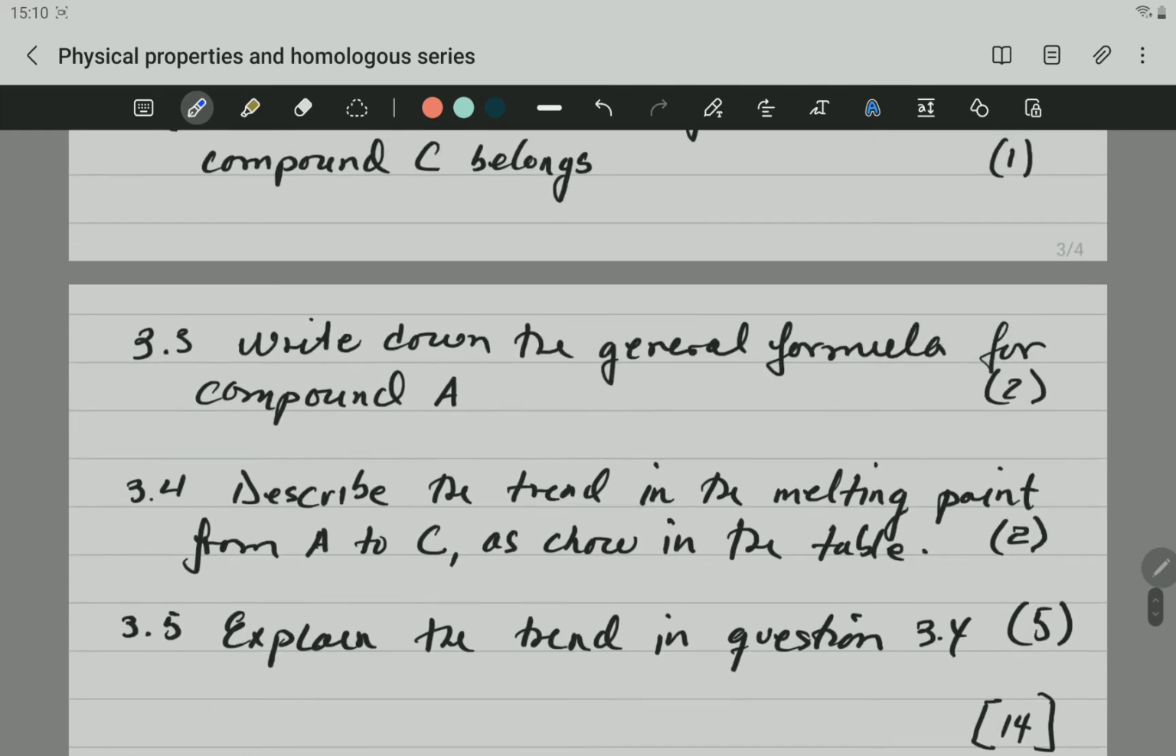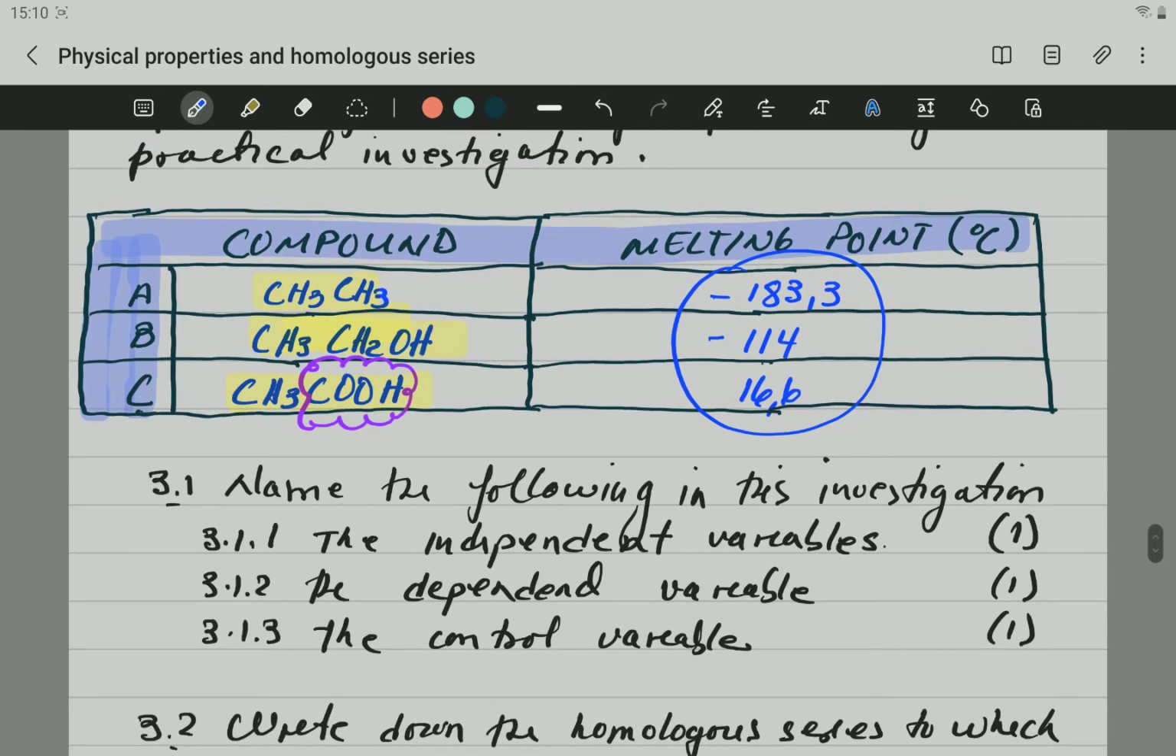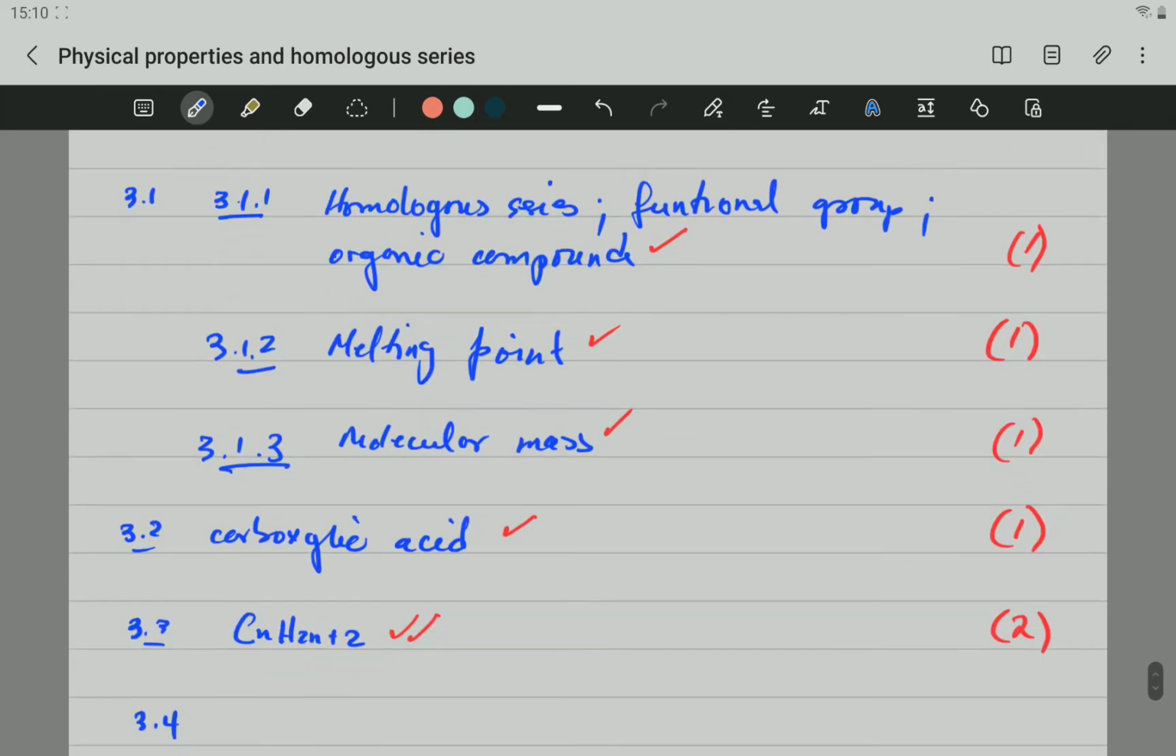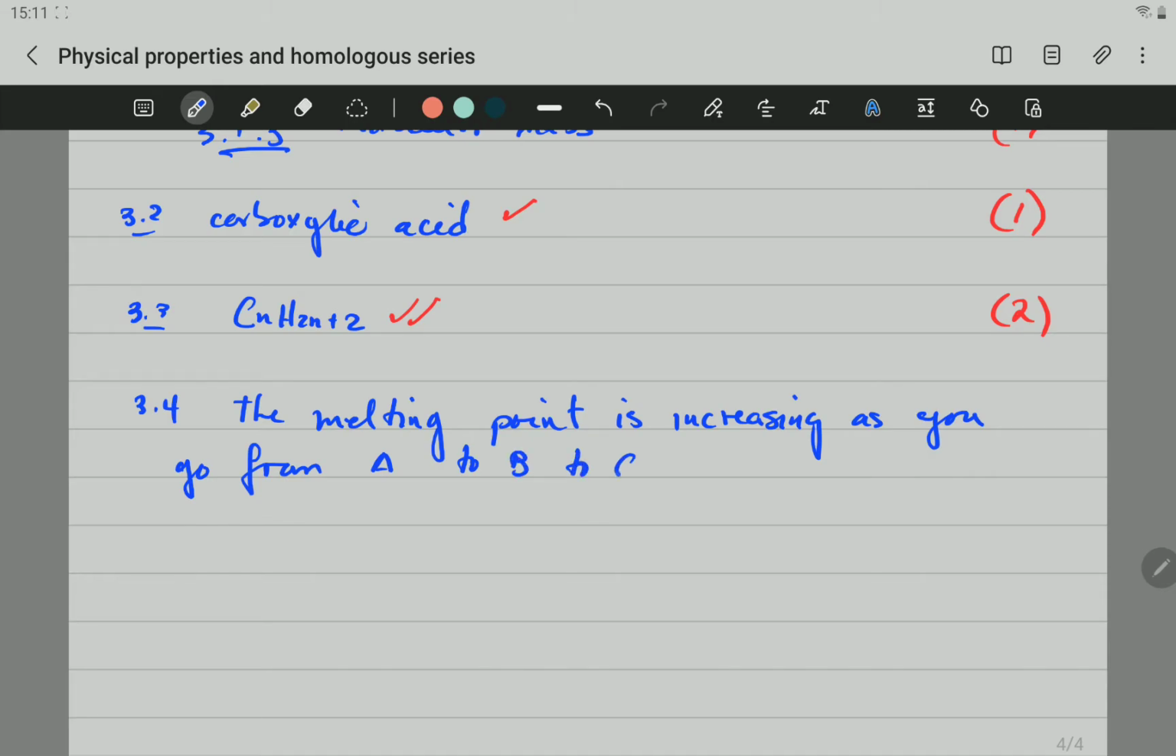3.4. Now describe the trend in the melting point from A to C as shown in the table that we are speaking about. What can you see here? The melting point is increasing as you move from A to B to C. So that is all you have to write. The melting point is increasing as you go from A to B to C.